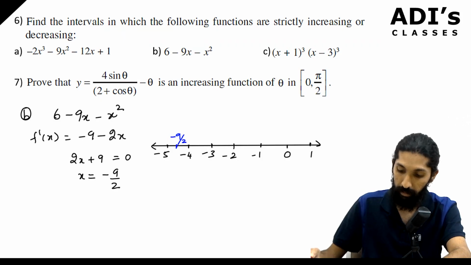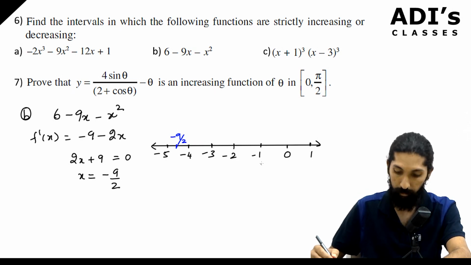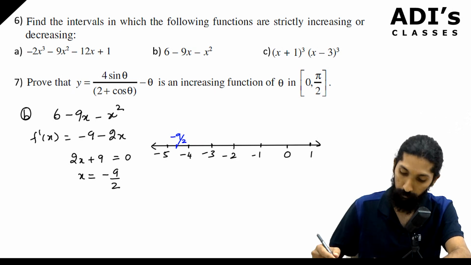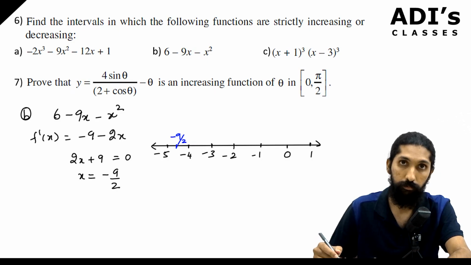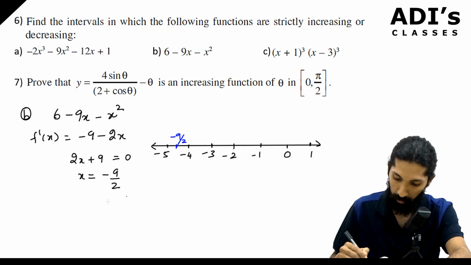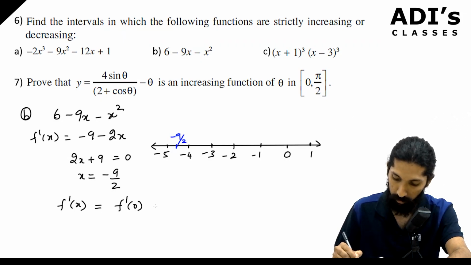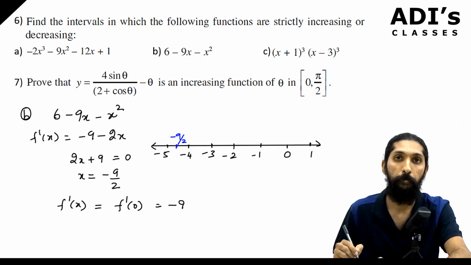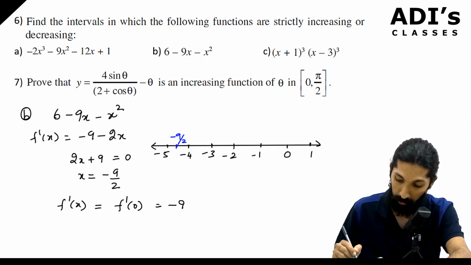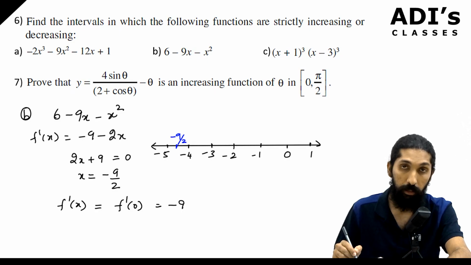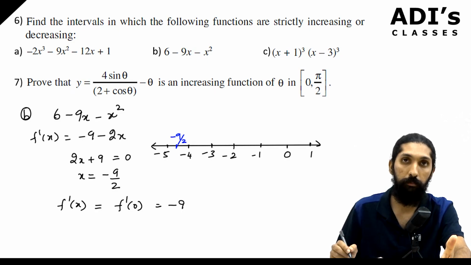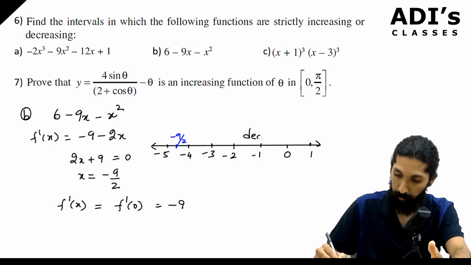Now we'll take any value greater than this, maybe like 0, minus 1, 1, whatever you can take. Say we'll take a value of x as 0. If x is 0, then f dash of x, or you can say f dash of 0, is going to become minus 9. So when f dash of 0 is minus 9, is it negative or positive? It is going to become negative. So this part is going to be decreasing.